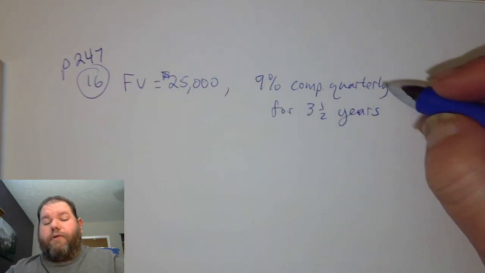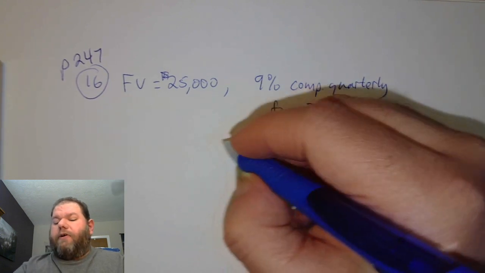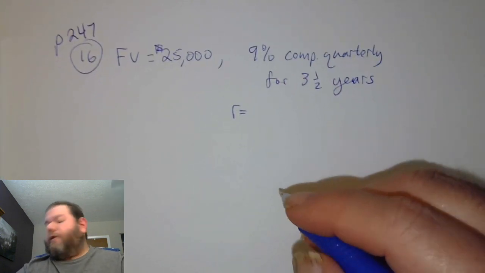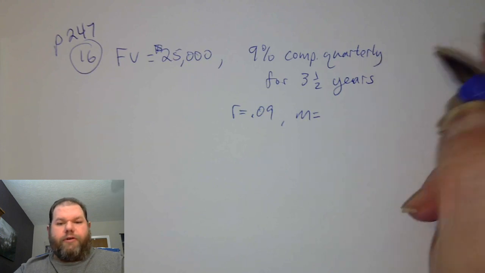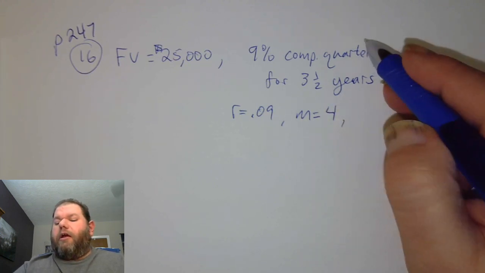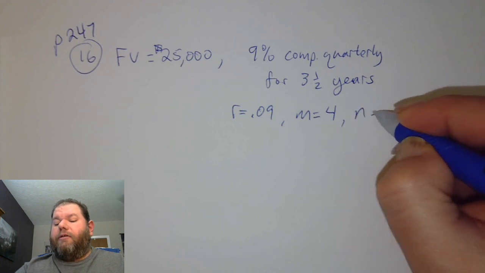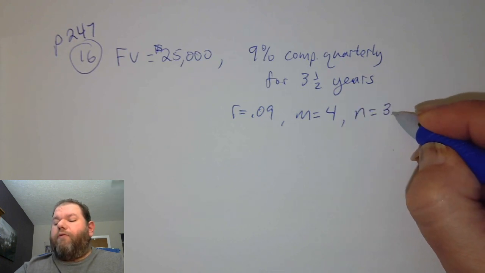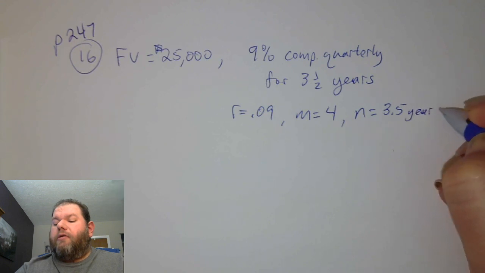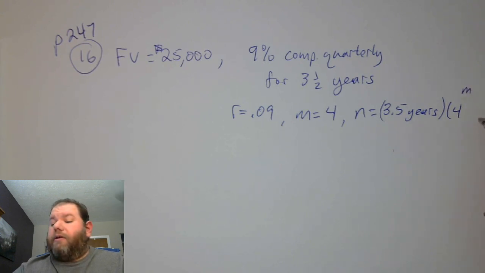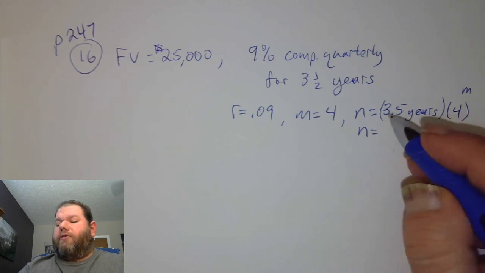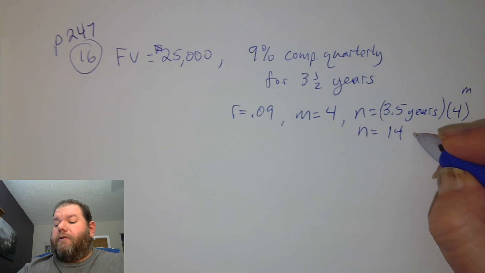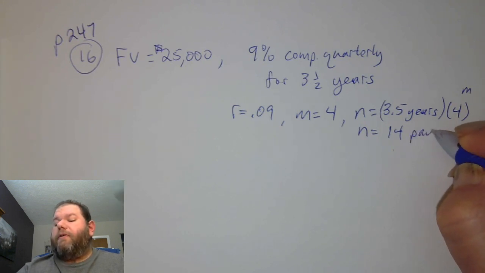Now, first of all, the 9% compounded quarterly means R is 0.09. M, if it's quarterly, is 4 times per year. And for 3.5 years, N is equal to 3.5 years times 4 payments per year. So N is equal to, what is that? 14 payments.